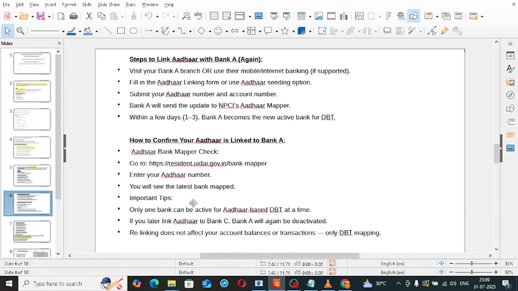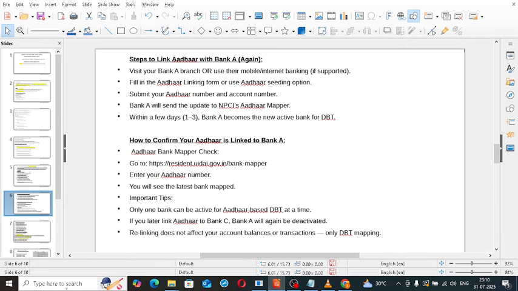Important tips. What are the important tips? I will tell you. Only one bank account can be mapped to the NPCI Aadhaar mapper. That account only is the one you can get the direct benefit transfer in. If you later link Aadhaar to Bank C, suppose you have two banks, Bank A and Bank C. First you map Bank A, and that account only gets all your direct benefit transfers. Suppose you again open an account in Bank C and map the Aadhaar number; then Bank C gets the direct benefit transaction.